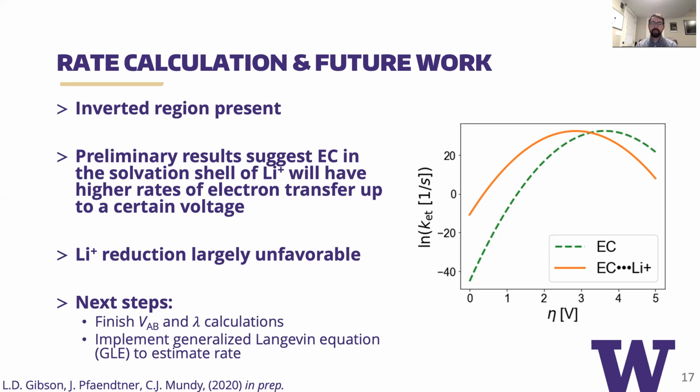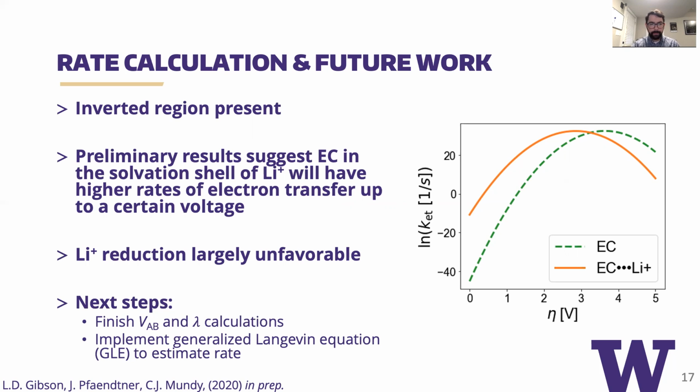And so in this, we see that for a range of overpotentials, the solvation shell ethylene carbonate has a significantly faster rate of electron transfer. However, after a certain voltage, we see that the liquid, just pure liquid ethylene carbonate, overtakes the solvation shell ethylene carbonate. And this is due to the presence of this inverted region, where an increase in the driving force or free energy of reaction will counterintuitively decrease the rate of electron transfer.